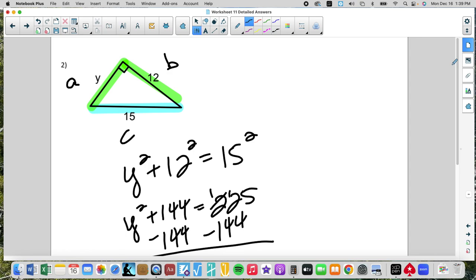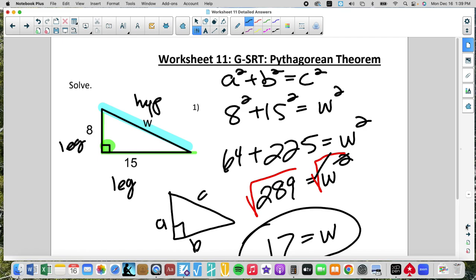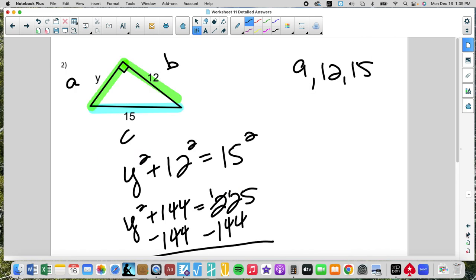Now, 9, 12, 15, that's a kind of important number. You see 9, 12, 15. We see 8, 15, 17. These are called Pythagorean triples, meaning they produce whole number side lengths. And they are very unique and rare. Pythagorean triples tend to be the problems that they give you because they want students to come up with a whole number. Hopefully at some point we will have to simplify a radical.